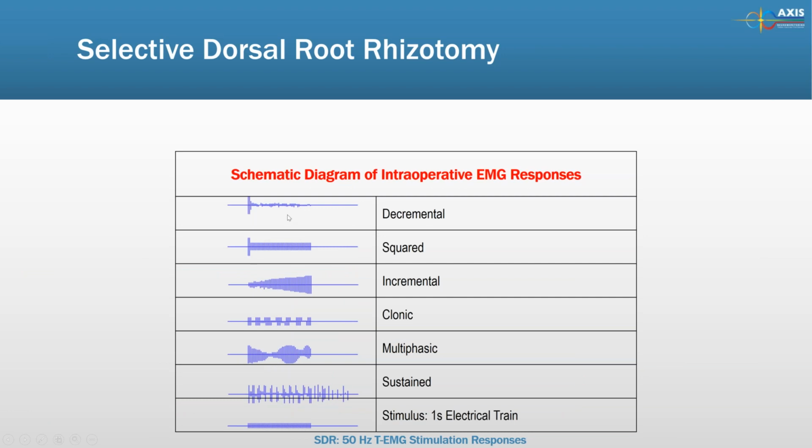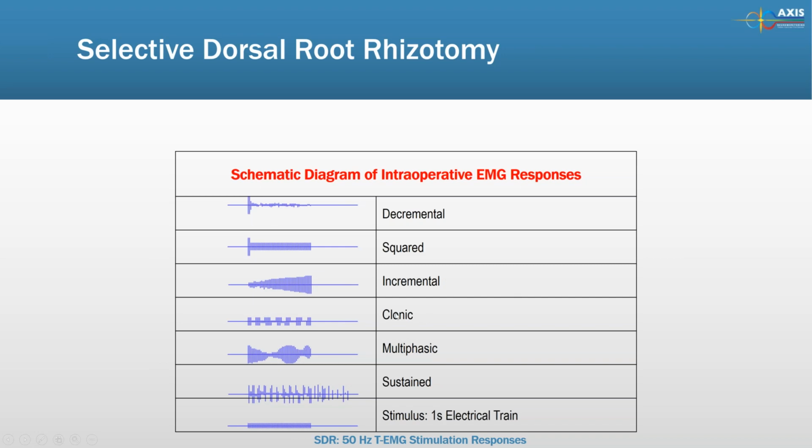So these are the first interpreted EMG responses. When you are stimulating for 1 second duration, the response should either be decremental, so the response gets smaller, or stay the same size, which is called squared. So decremental EMG or squared EMG is a normal response. But in patients with cerebral palsy, they have abnormal connections, and we can see incremental, where the signal gets bigger and bigger, or clonic, up and down, or multiphasic, with positive and negative, or just sustained train activity. So those are the 4 different types of abnormal responses.